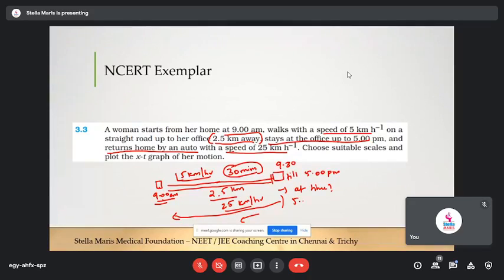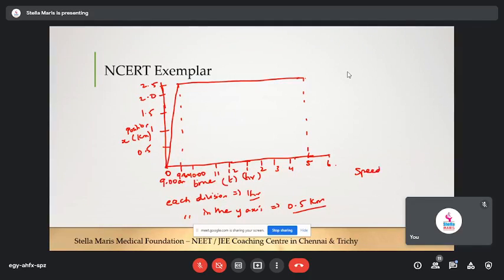We know that she started from the office at 5 p.m., because till 5 p.m. she was at the office. So at 5 p.m. she started to return home. She hired an auto which traveled at a speed of 25 kilometer per hour. So what will be the time she reaches here? The same way, speed is equal to distance divided by time. What is the distance? The same, 2.5 kilometer. Speed is 25 kilometer per hour. Time you don't know, so interchange it. So time is equal to 2.5 kilometer by 25 kilometer per hour.